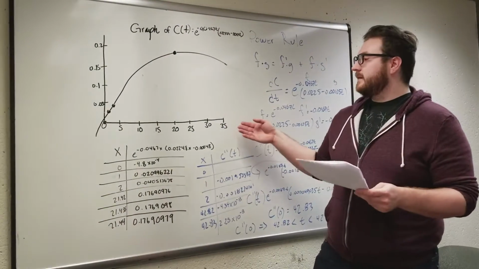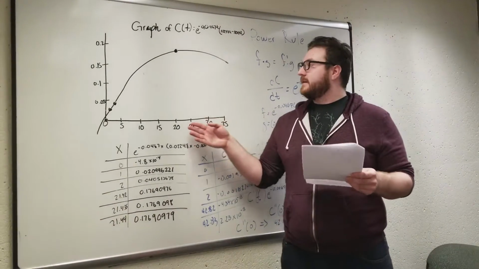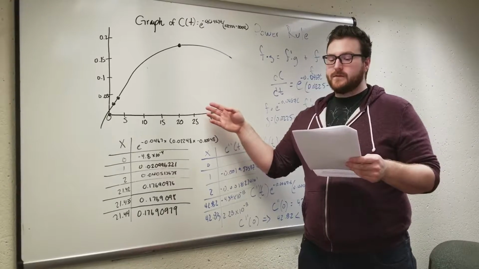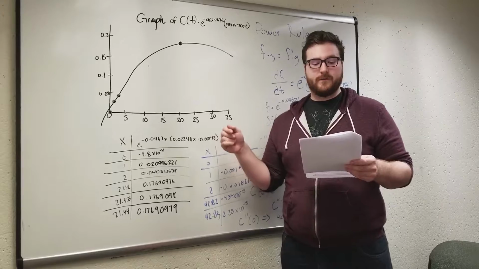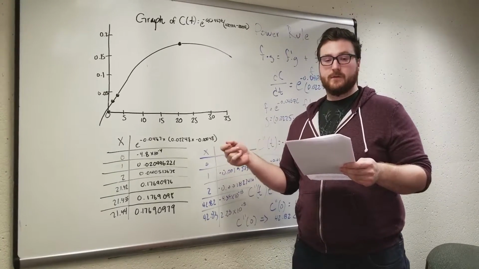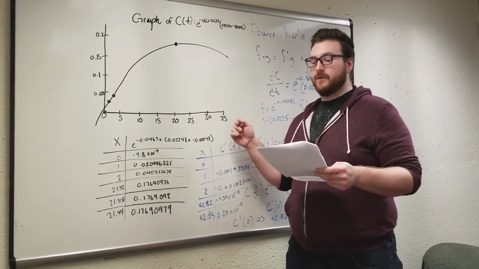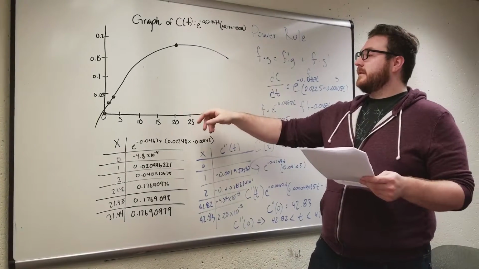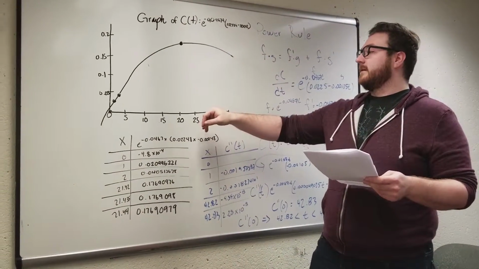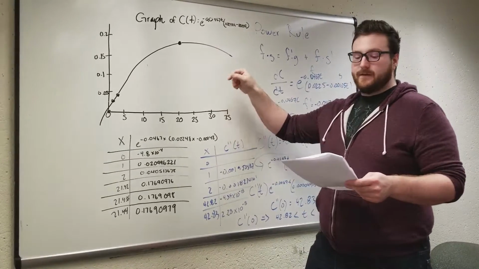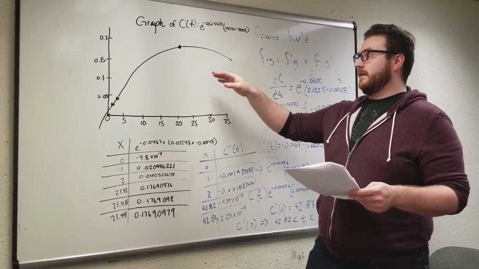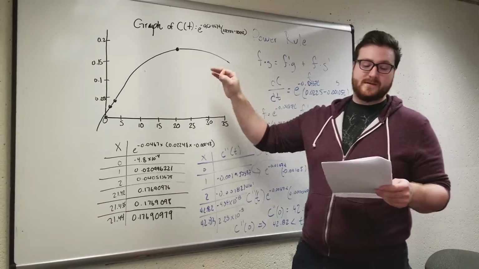So the graph that we have here is going to be the antiderivative, and as you can see the max is 21.435, which is very close to our derivative equaling 0 at 21.429. So this graph is showing us that the blood alcohol content is rising for the first 21 minutes, and after that it's going to be decreasing. It's also giving us the highest point of the blood alcohol content, which is going to be 0.17.